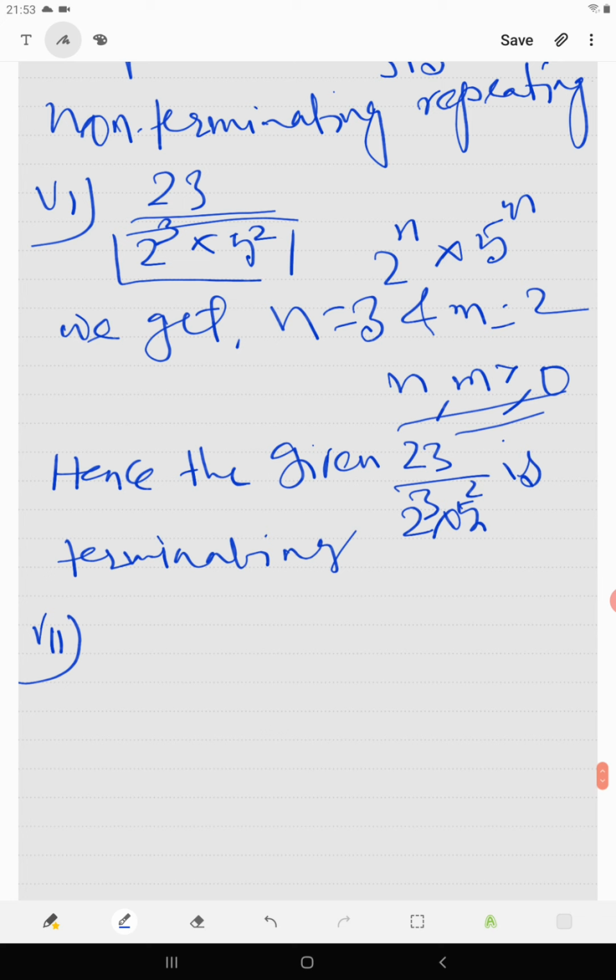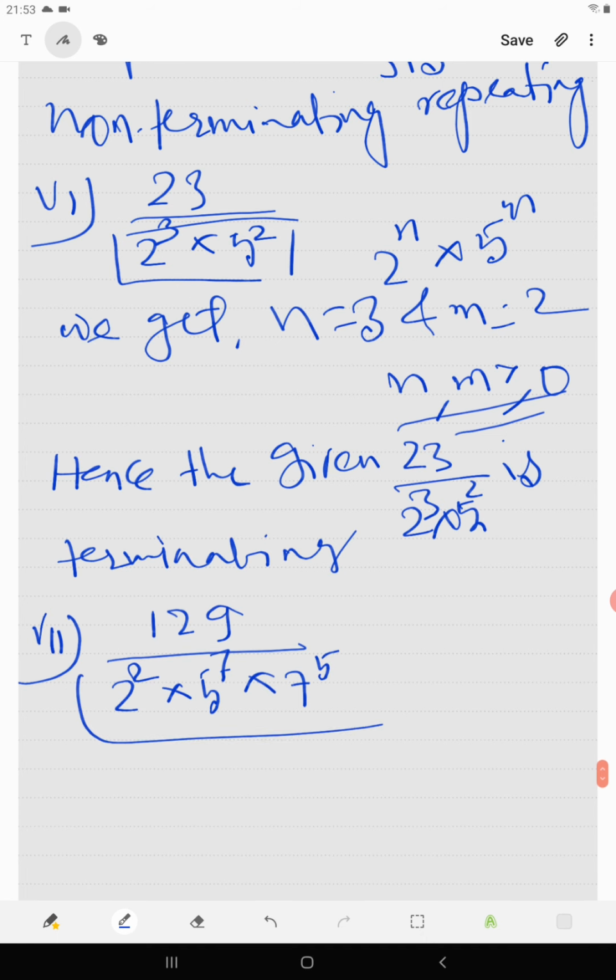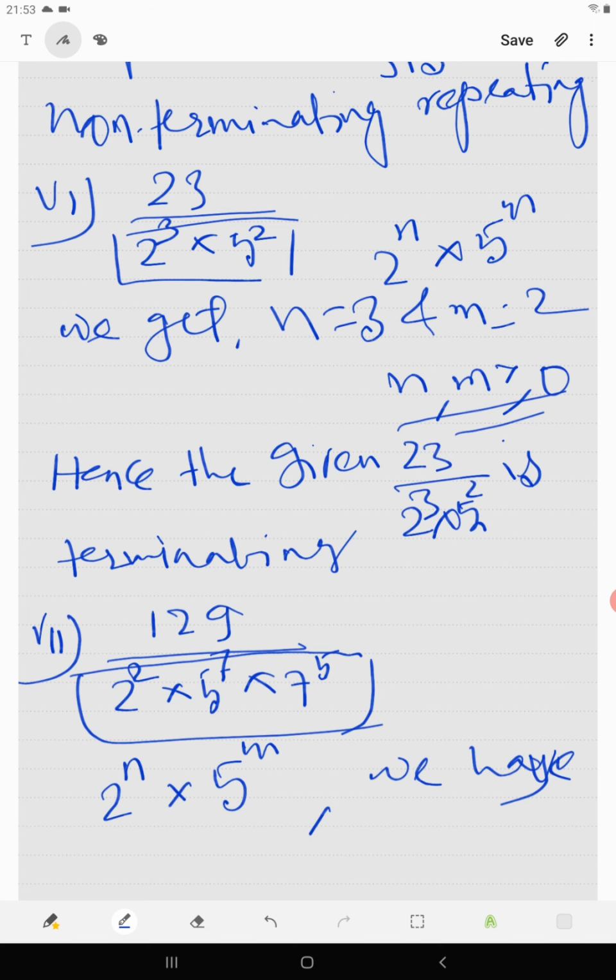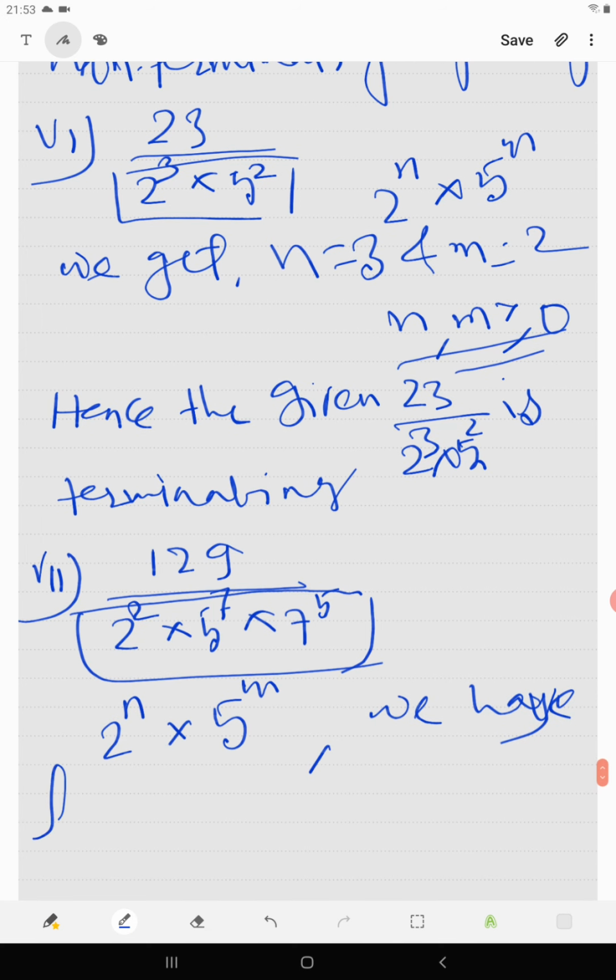Seventh one. So seventh one is 129 divided by 2 square into 5 to the power 7 into 7 to the power 5. Again, here we don't need to do LCM. Now compare the denominator with 2 to the power n into 5 to the power m. So what are we seeing? We have a factor of 7 also, correct?